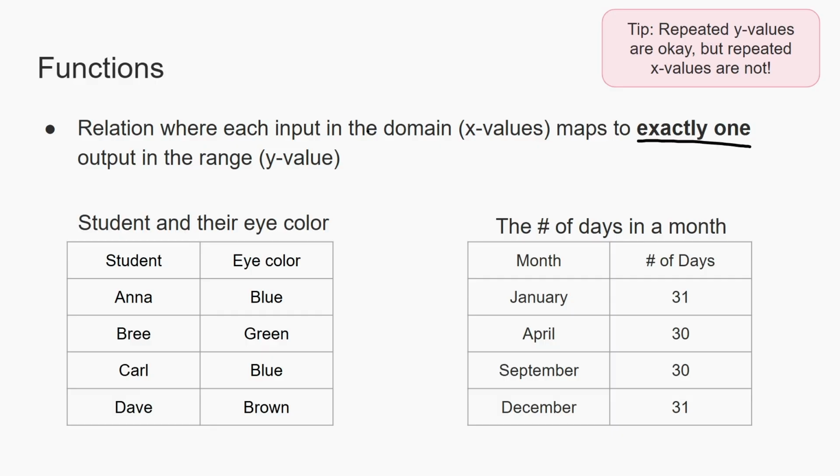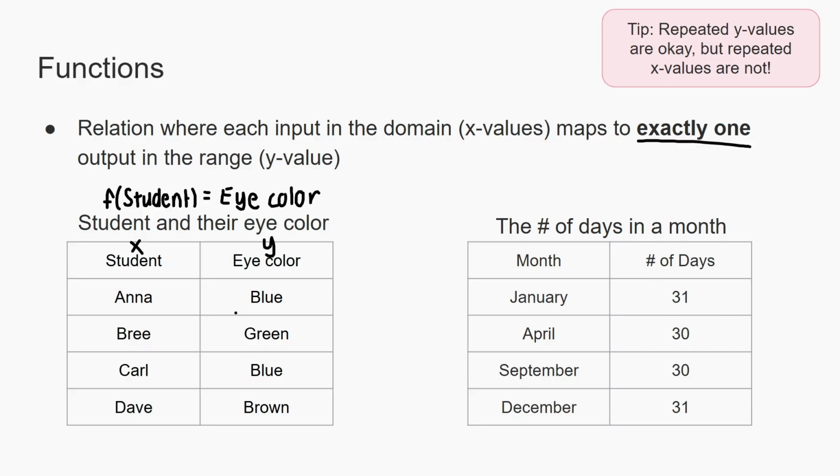Now, let's go over some examples. This is an example of a function regarding the student and their eye color. So the student is going to be our input, aka our x, and the eye color is our y. So this can be rewritten as f(student) equals eye color, because we have to put in the student to get their eye color, right? So f(Anna) equals blue, f(Bree) equals green, f(Carl) equals blue.